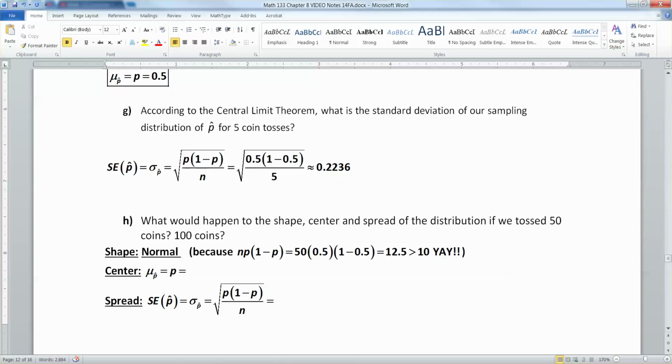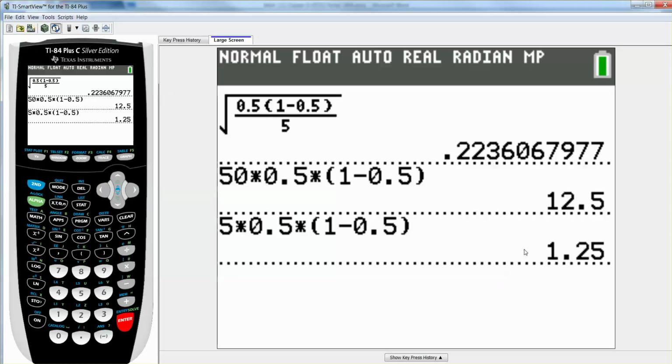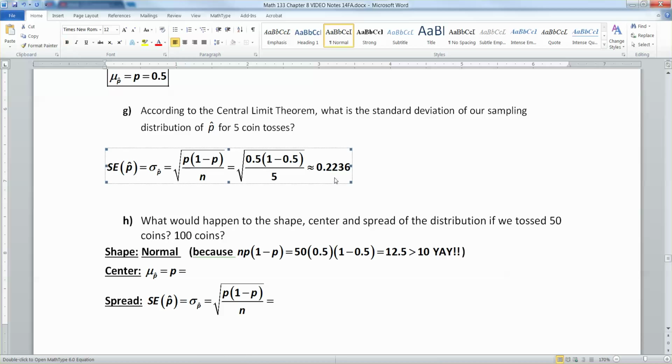Just on a side note, for the one we did with only 5 tosses, it wasn't normal. Again, that's why our distribution didn't work out nicely when we graphed it. So if I delete this 0 and I do it, 5 times that, see, I only get 1.25. That's not bigger than 10. That's why I wasn't guaranteed a normal distribution.